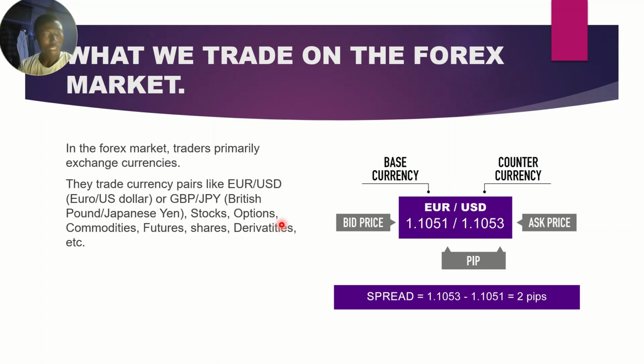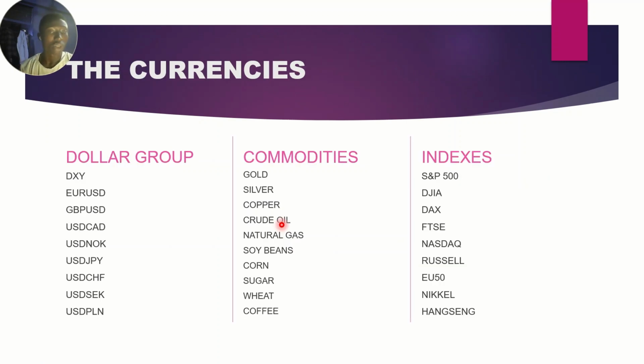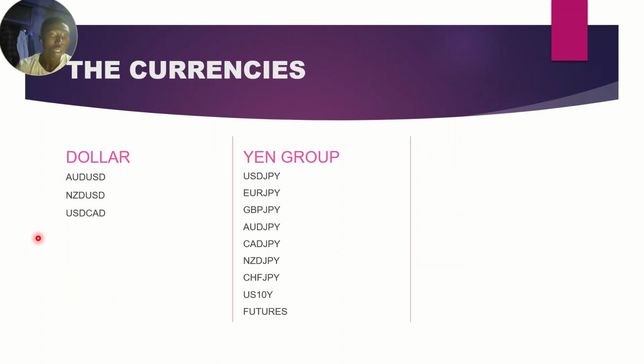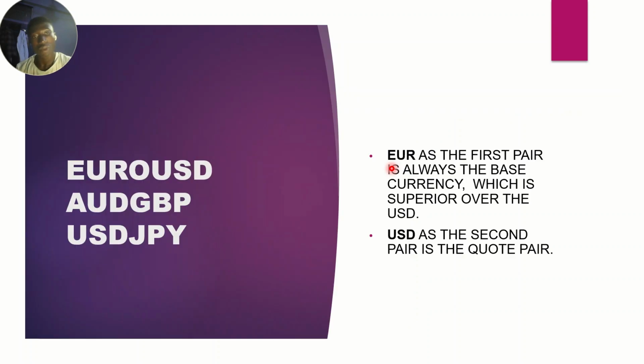Now let's continue. So they trade currency pairs like Euro USD, GBP JPY, etc. And now let's go to the dollar group. We have these commodities over here. As I told you, we have natural gas, soya beans, corn, sugar, wheat, and then we have the indexes. We have the dollar group, the US dollar: USD CAD, USD NOK, USD JPY, USD CHF, USD SEK, and USD PLN. All these are currencies. We call them the dollar group. Then the AUD USD, NZD USD, USD CAD. And we have the Japanese group, the yen. And then we have the futures. These are currencies that we trade on the forex market, bear in mind.